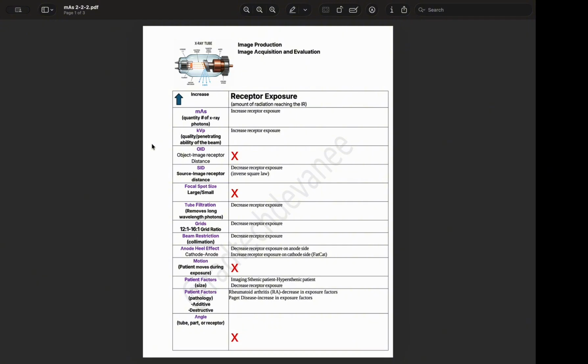Next is SID, source to image receptor distance, source from the X-ray tube to the image receptor. So for example, let's say we are going from 40 to 72 inch SID. That is definitely going to decrease receptor exposure. Think of the inverse square law. If I am increasing that distance, there is less intensity.